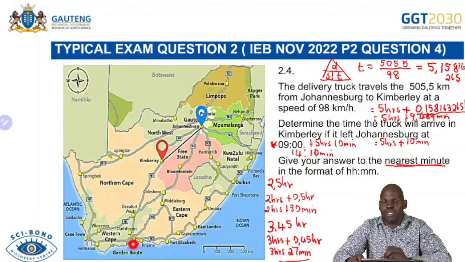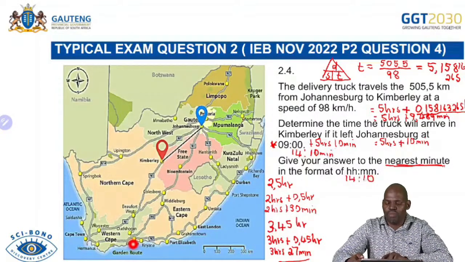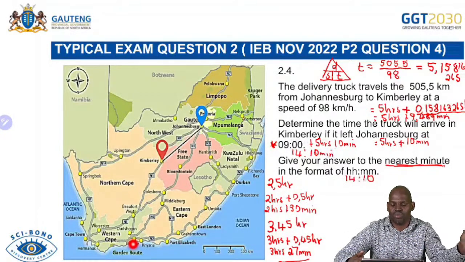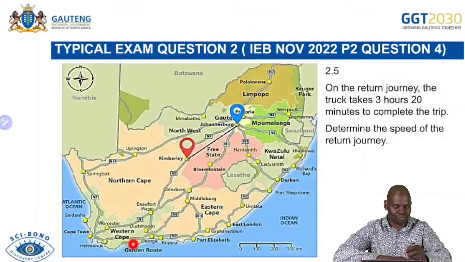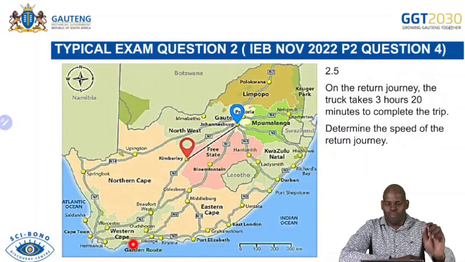Okay, so it means in the end, the time will be 14:10. Okay, it's going to be 14:10. So it's 10 minutes past 2. Okay, 10 minutes past 2 in the afternoon, or it's 14:10. Okay, sorry about that. Now boys and girls, that is the answer for that question.